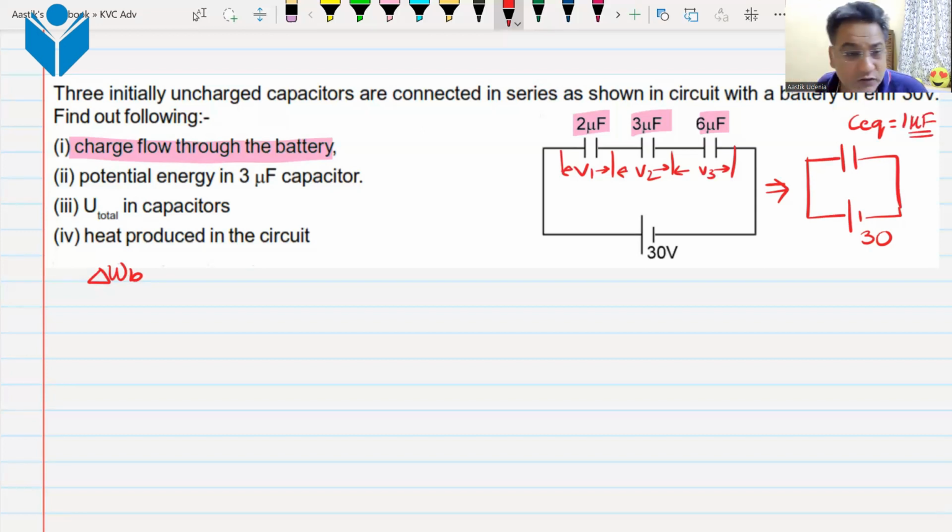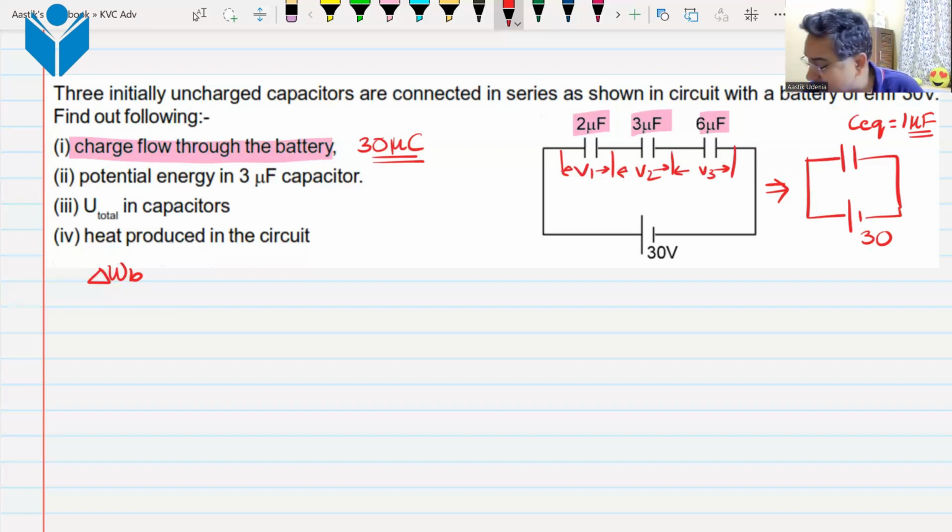Now you can find out the charge flowing through the battery, or through all this combination. Q is equal to CV, so it will be 30 microcoulomb. Yes or no? Yes, sir. What is the potential drop across each capacitor? The total potential drop is 30 volt, and the total charge flowing is 30 microcoulomb.